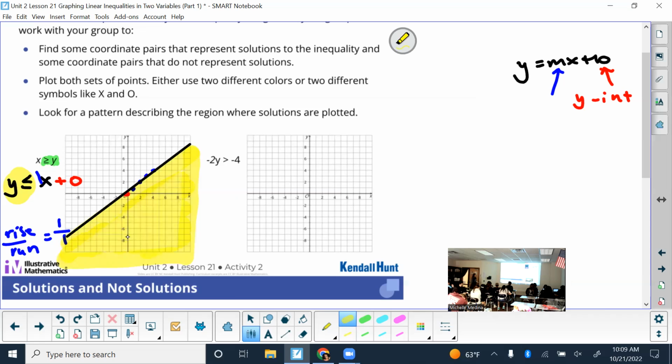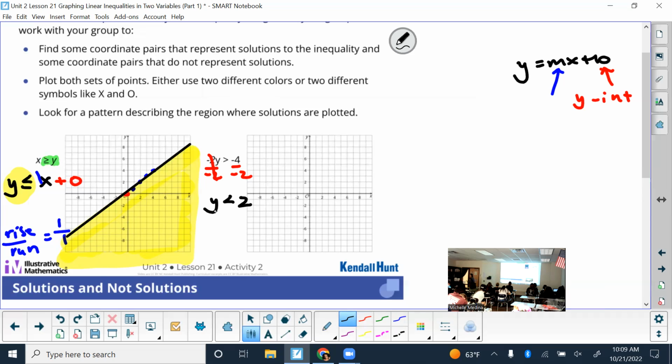Get y by itself. So undo what's being done to the y. Opposite of multiplying -2 is dividing by -2, and whatever you do on one side, you do on the other. Anything significant about that? My sign flipped because you divided a negative on each side, remember? Don't forget that stuff. That would affect your shading above or below, so that's important. And then -4 divided by -2 is 2. And now it's in slope-intercept form. Now we can actually graph it.